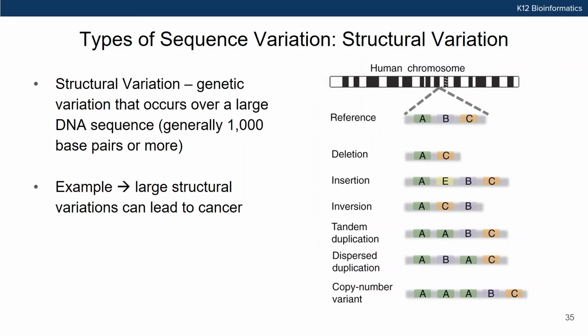Another type of sequence variation that was seen is called structural variation. Now, structural variation relates to the size of the genetic variant. It can be defined as genetic variation that occurs over a large DNA sequence. This is generally about 1,000 base pairs or more. And you can see some common types of structural variation in the figure to the right. Now, a common example of structural variation and how it can impact specific phenotypes and traits is that large structural variations can often lead to specific types of cancer.